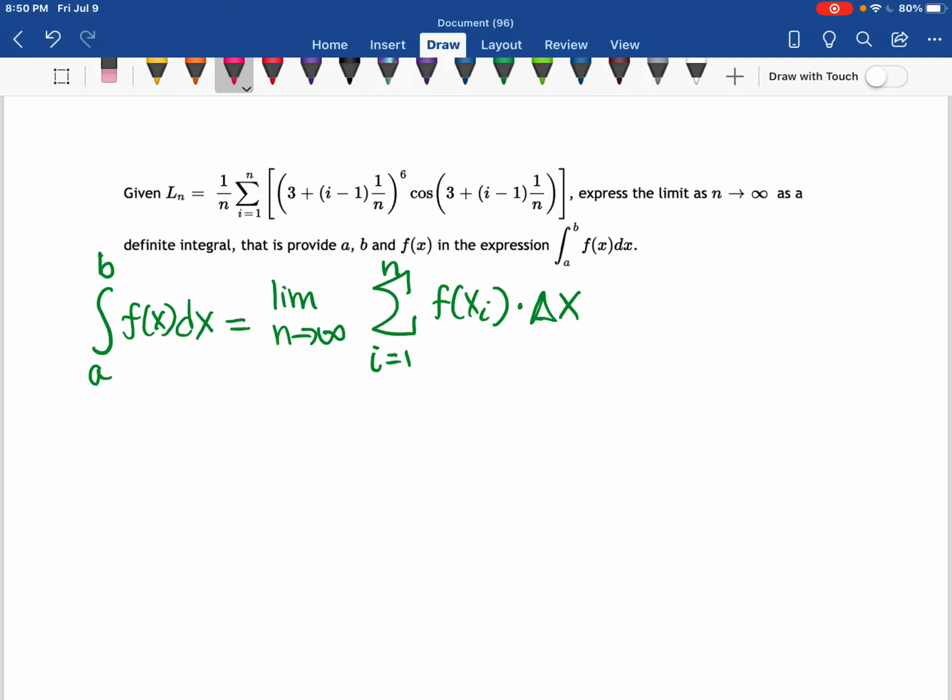In this example, we are given an expression that represents the left endpoint approximation of an area under a curve, and we are asked to write it as a definite integral, and we have to provide the upper and lower limit and the function for the expression.